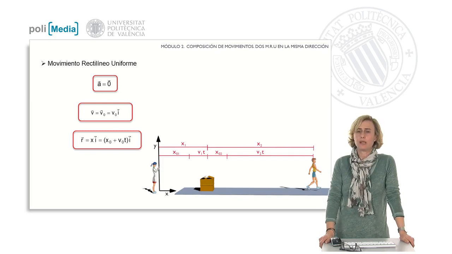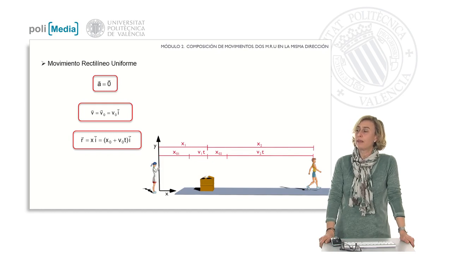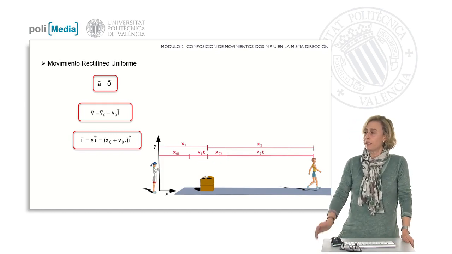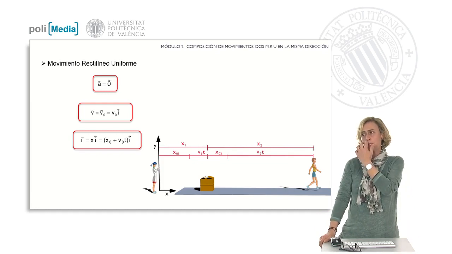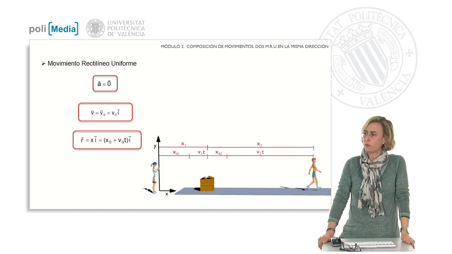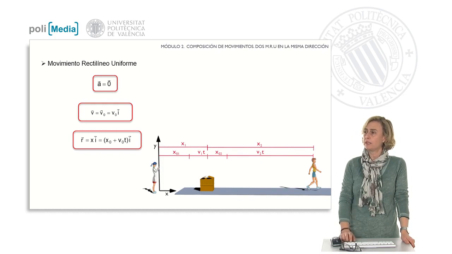It will have zero acceleration, it will have velocity in the direction and sense in which these movements are performed, and therefore the position vector will be x sub 0 plus v sub 0 t in the direction in which it is performed, which in this case was the x-axis, and we multiply it by i.